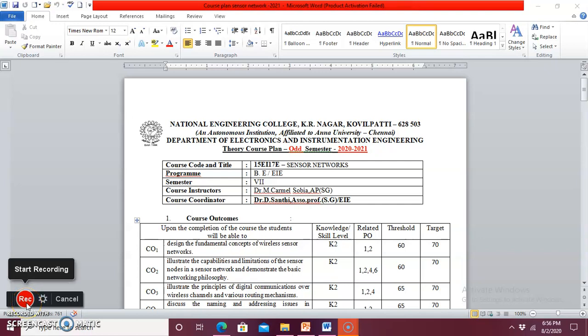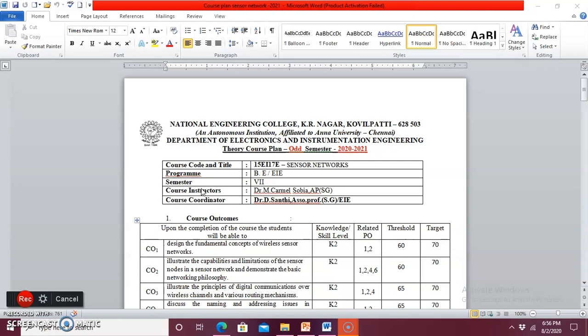Yes, good morning students. Actually, we are going to see the introduction of sensor networks. What is the necessity for studying this paper? What are the outcomes of this paper? And which textbooks are you supposed to follow for the course? This is what we are going to discuss now.